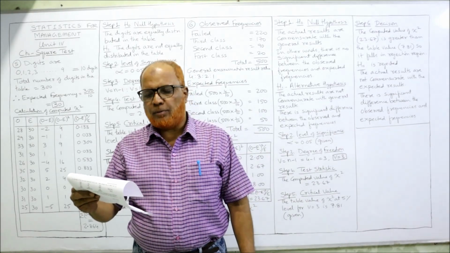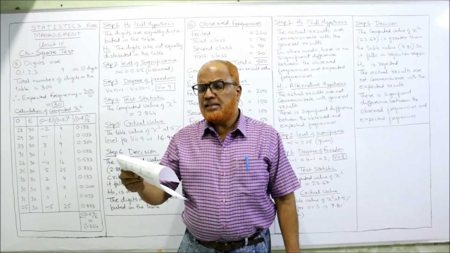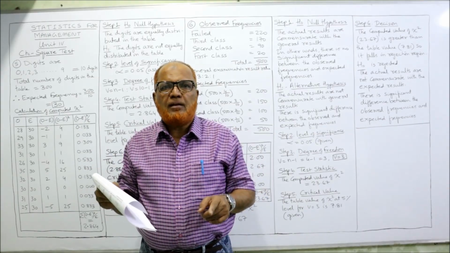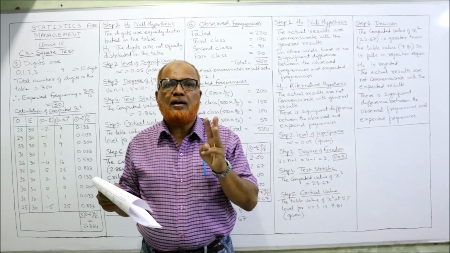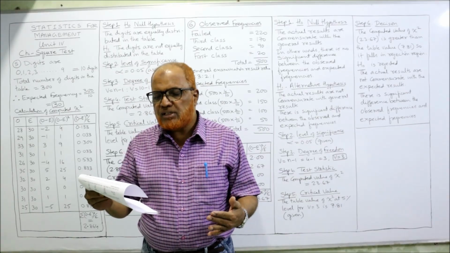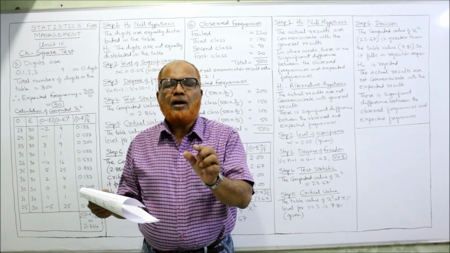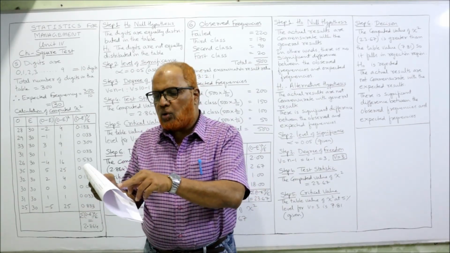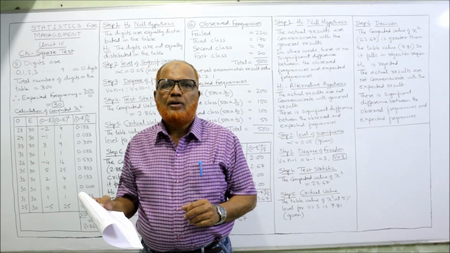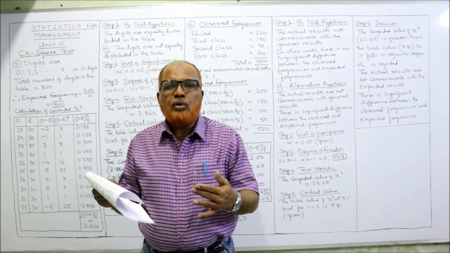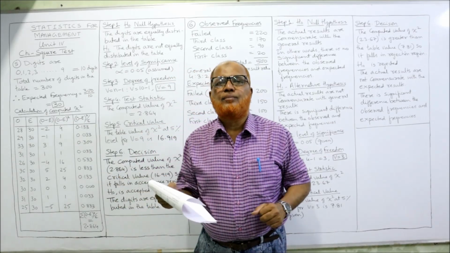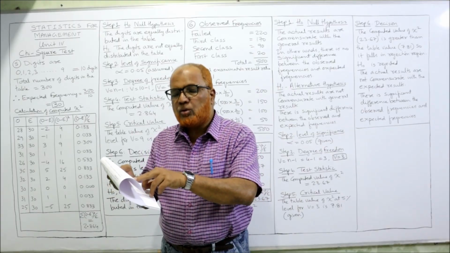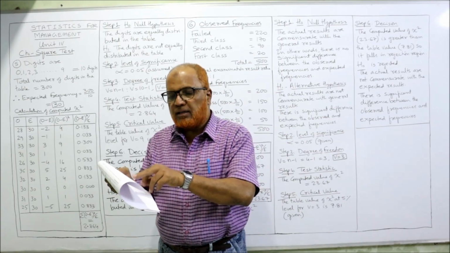Come on, see the 5th problem. 300 digits are chosen at random from a table. A table is there which contains 300 digits. The frequency of digits were as follows. We have counted how many times each digit has occurred. The digits given are 0, 1, 2, 3, 4 up to 9. We have counted how many times 0 occurred. It happens to be 28 times. How many times did 1 occur? 29 times. 2 occurred 33 times.